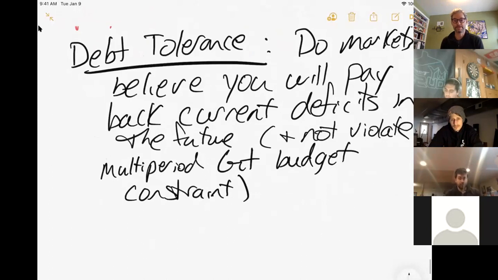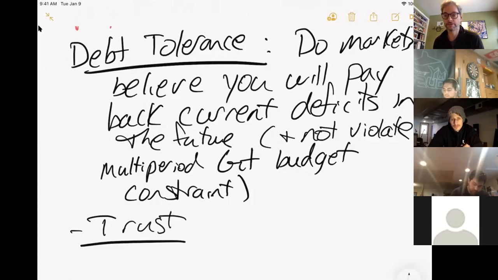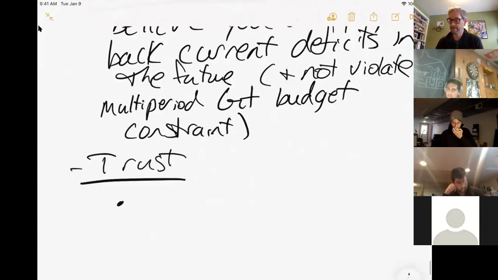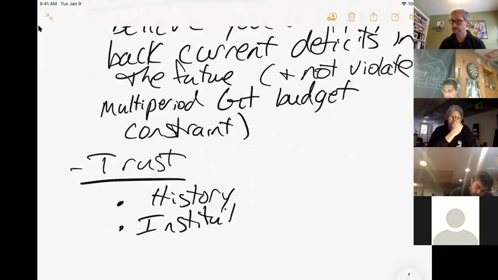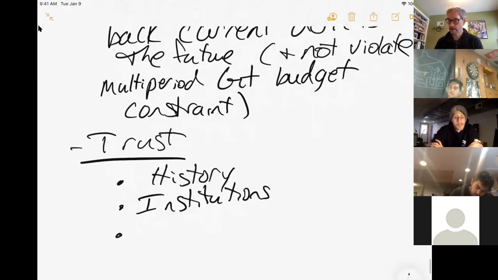What determines debt tolerance? Well, in reality, a lot goes into this because this is about beliefs, right? Another way of saying this is about trust. Do markets trust your government's ability to pay back money and not violate this multi-period government budget constraint? So what goes into this? A lot of things. History, right? Has your country shown that it pays back its bills? What are its institutions? Is it a political disaster where governments fall apart every day, or is it stable? Is there economic growth? Because obviously more economic growth is going to give you more revenue to pay back your bills in the future.